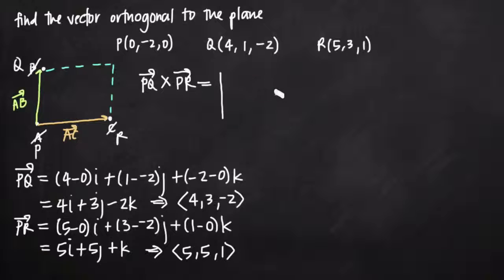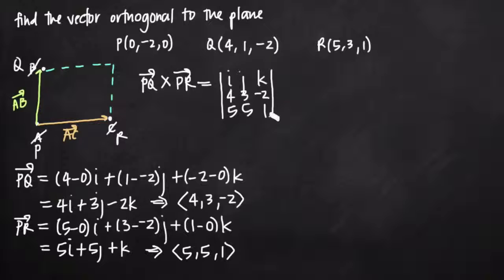And for the cross product, remember, in the first row of our matrix we have I, J, and K. We always put that in our first row. Our second row is going to be our vector PQ. We're going to take our direction numbers and say 4, 3, -2. Then we're going to take the direction numbers from PR and say 5, 5, 1.